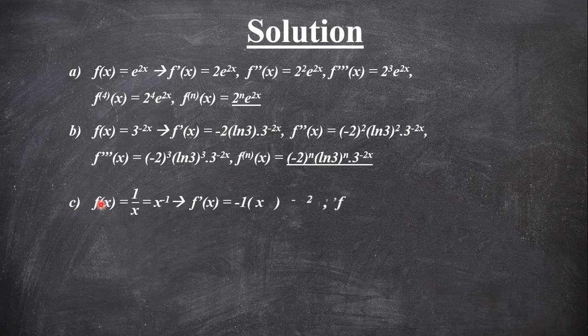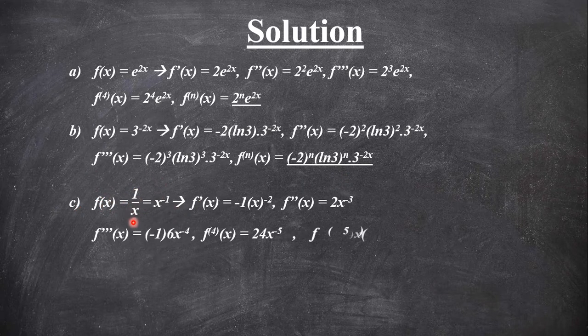And see, f of x is equal to 1 over x. 1 over x means x to the power of negative 1, which implies that f prime of x is equal to negative 1 times x to the power of negative 2. This is the first derivative of this function. The second derivative will be 2 times x to the power of negative 3. The third derivative will be negative 6 x to the power of negative 4, and the fourth derivative of this function will be 24 x to the power of negative 5. The fifth derivative will be negative 120 x to the power of negative 6.